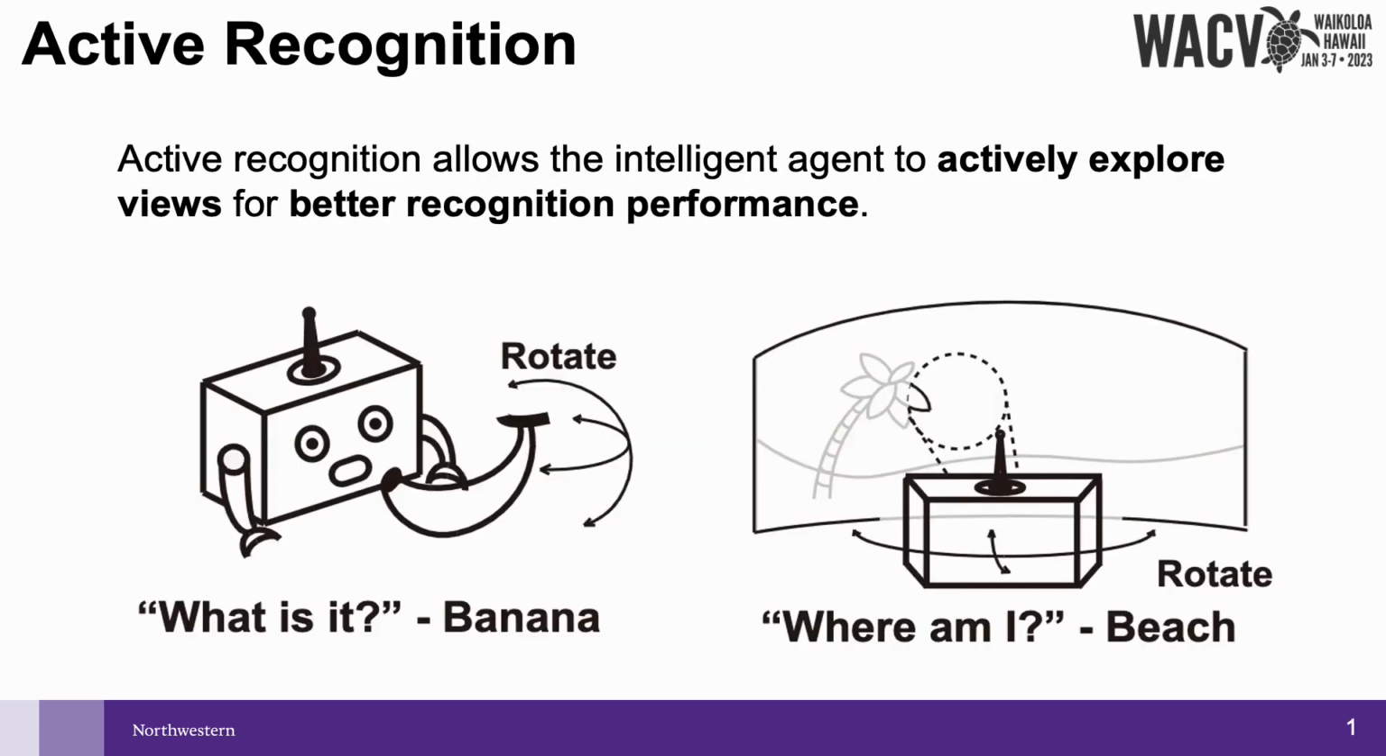First, I want to briefly introduce the task of active recognition. As we could see from the name, it is the opposite of passive recognition. Instead of passively taking input images, the active recognition agent is allowed to actively adjust its viewing positions for better recognition performance. We give two illustrative examples of agent doing active object recognition and active scene recognition.